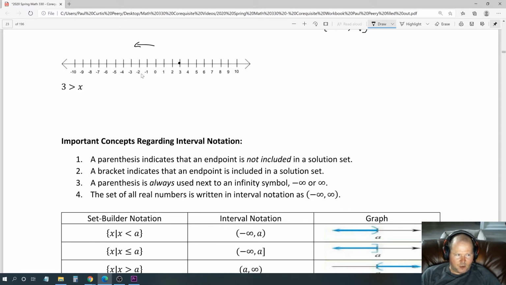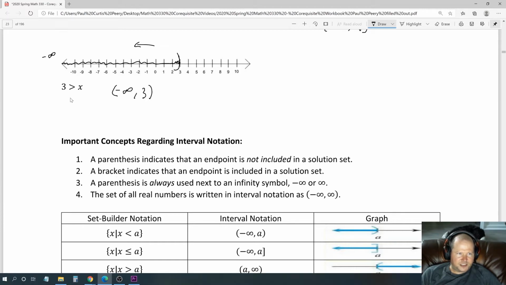And because this is an inequality without the equal sign, we're going to use a parenthesis. That looks terrible. That's supposed to be a parenthesis, so we just shade all that in. Because we go to the left forever, we have a negative infinity. So when I put it in interval notation, I start with negative infinity on the left, and I go all the way up to 3 on the right with a parenthesis.